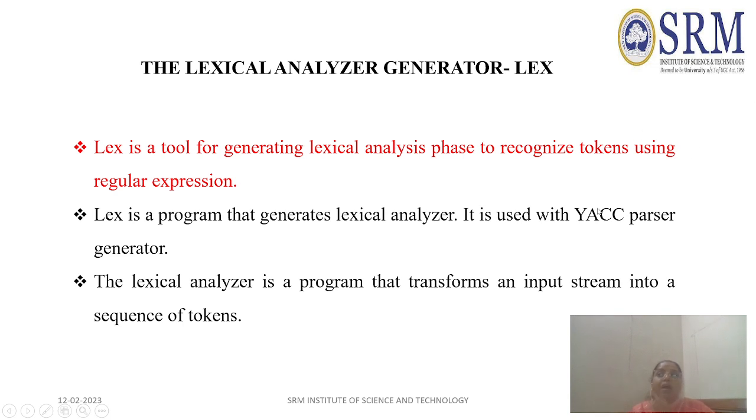The parser, that is the syntax analyzer phase, has to give the get-next-token command to the lexical analyzer phase, which produces the stream of tokens. That is why Yet Another Compiler Compiler, the parser generator, is also used here. Wherever you see YY in your code, it means that there is a parser involvement in that. The lexical analyzer is a program that transforms an input stream into a sequence of tokens.